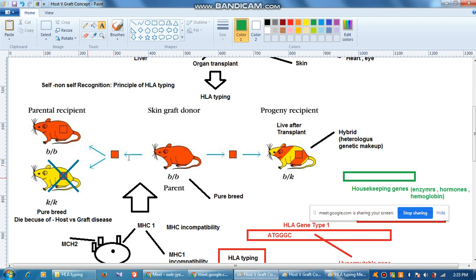But you know one thing: if you take insulin from this animal and you purify it to a great extent, and then put the same insulin into this animal, then what will happen? There are chances that there will be no problem at all. Are you getting my point?